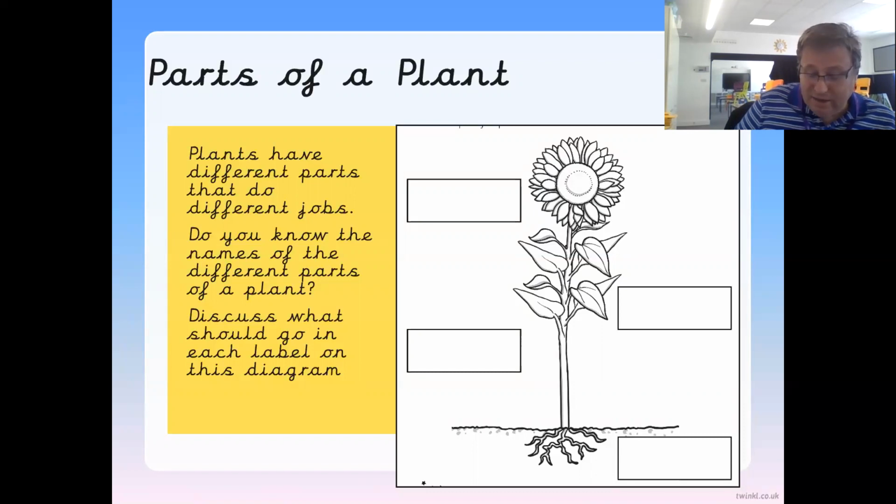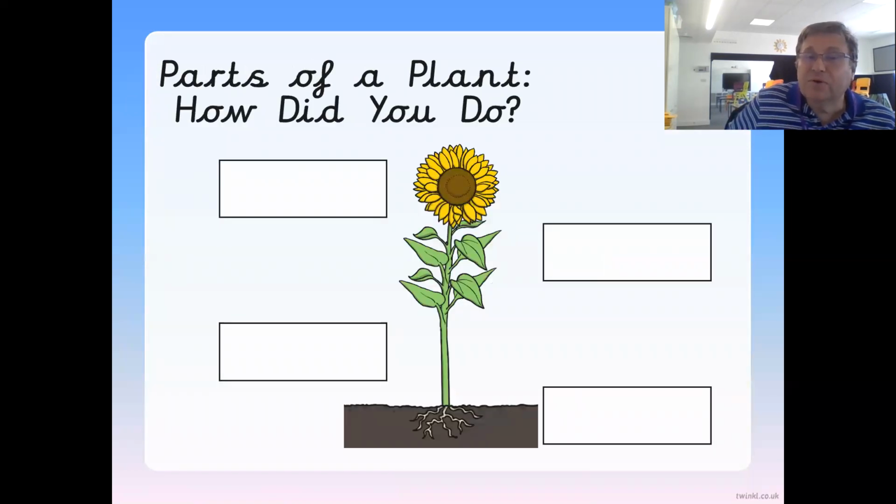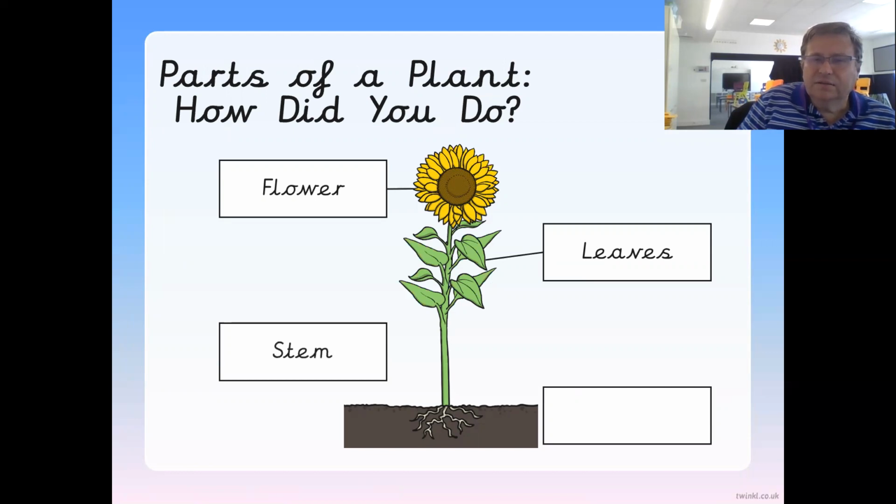Right, welcome back, and hopefully your answers are like this. Let's go through the answers together. So the first one, the top bit, the really colourful one, is called the flower. The next bit is the leaves. These green flat things are the leaves. The tall, strong bit is called a stem. And the bit underneath the ground, the bit that goes down, are called the roots. So how did you get on with that?